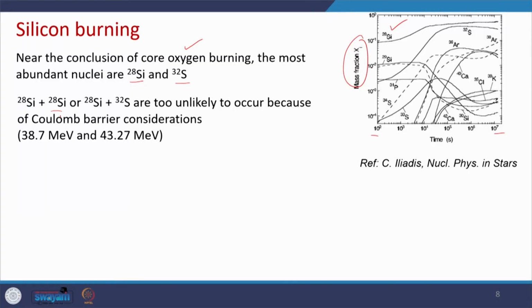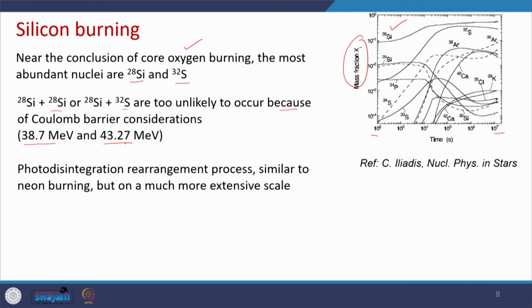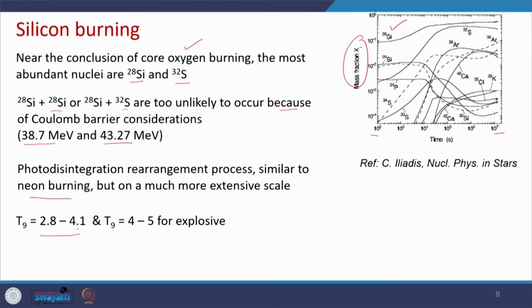Silicon plus silicon 28 or silicon plus sulfur are too unlikely to occur because of the Coulomb barrier considerations. It is not that they do not occur, but very rarely, because the Coulomb barriers for these two reactions are 38.7 MeV and 43.27 MeV. Here also one can expect photodisintegration rearrangement processes at this high temperature, similar to neon burning but on a much more extensive scale. The temperature scale at which silicon burning takes place is about 4 gigakelvin, and for explosive silicon burning, it is between 4 to 5 gigakelvin.